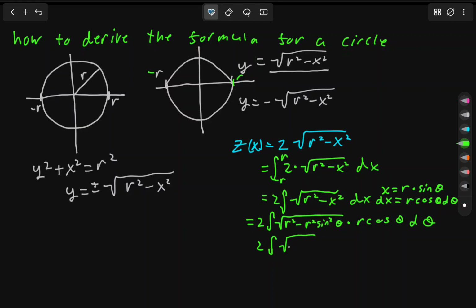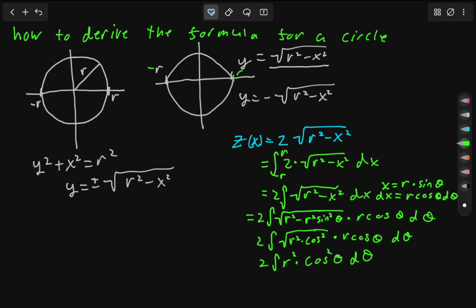So we get the square root of r squared times cosine squared times r cosine of theta, cosine of theta d theta. All we have to do is simplify, so we get the integral of r times cosine of theta squared, and that would be an r squared d theta.